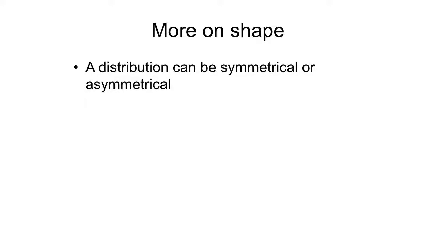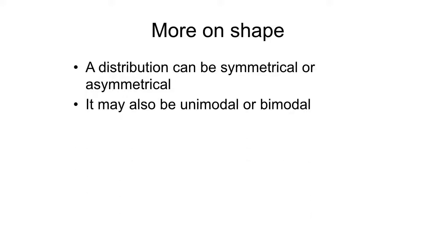So a distribution is symmetrical or asymmetrical. It can also be unimodal, bimodal. I guess it could be trimodal. I've never heard of that, but I guess it happens. Many variables are unimodal. In science, there's a lot of bimodal things too. There's one way or another kind of thing to do things.